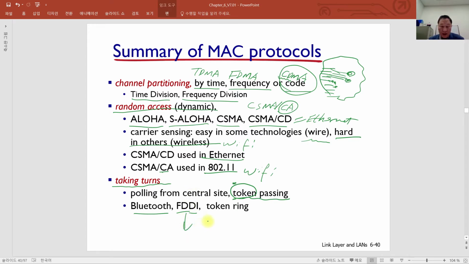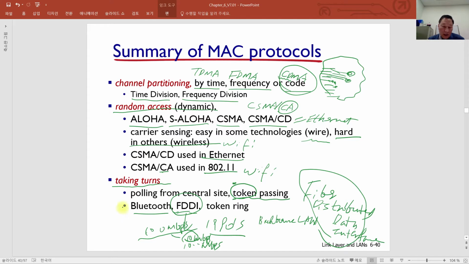Around until the mid 1990s, this one was being used for backbone LAN. The speed is around 100 Mbps, and at the time 10 megabits Ethernet using hub. Those are being used around until the mid 1990s, even until the late 1990s. At the time, this one was being used for backbone link, fiber distributed data interface. But Ethernet technology, even gigabps speed is possible using Ethernet. Thus, this one is not being used anymore.